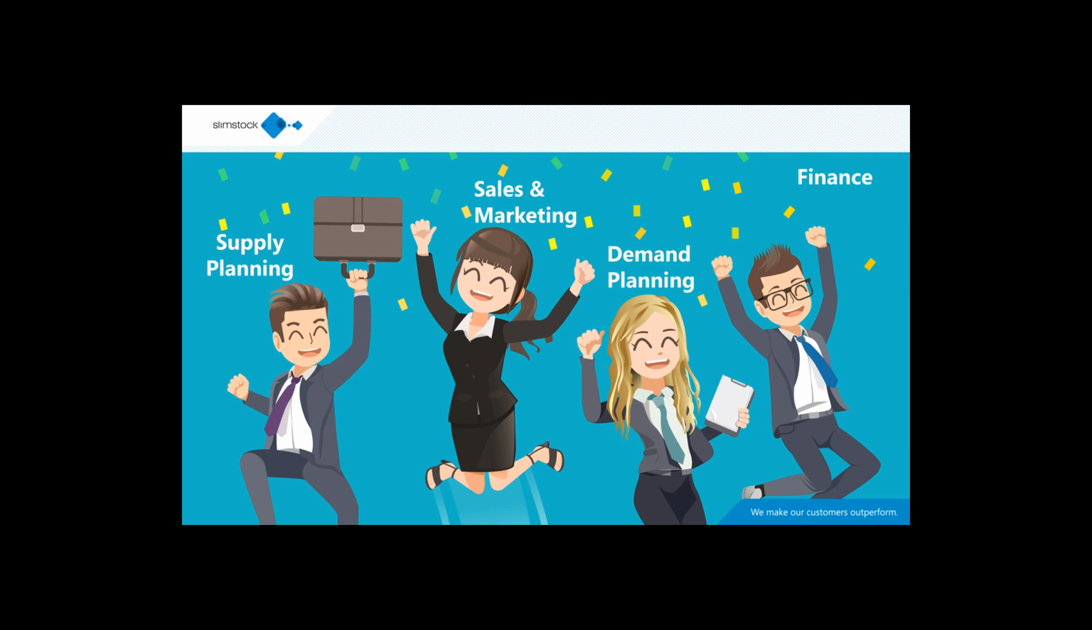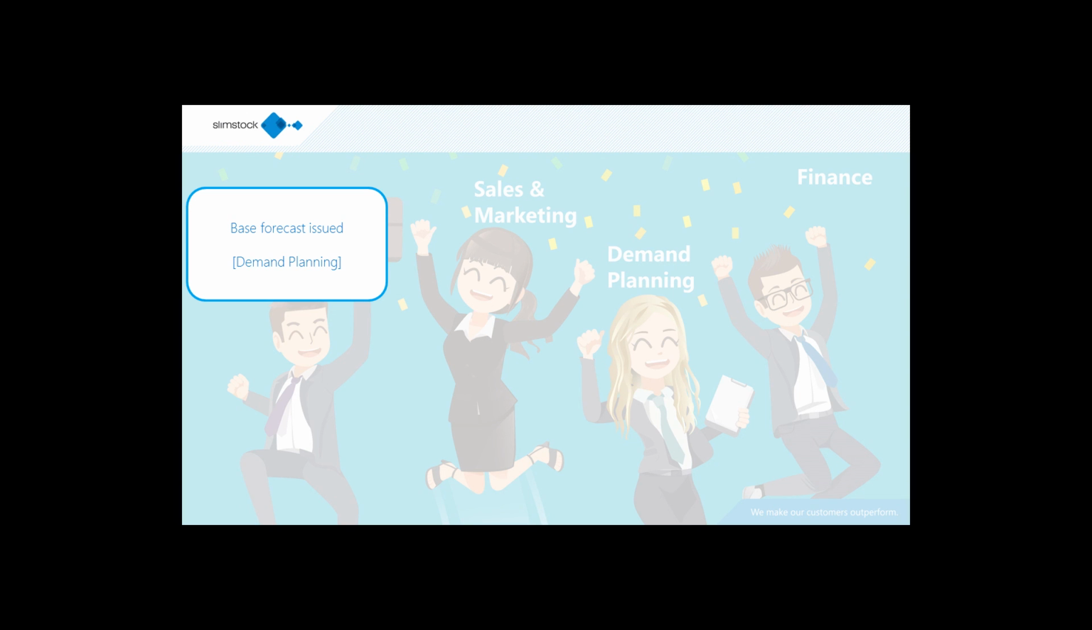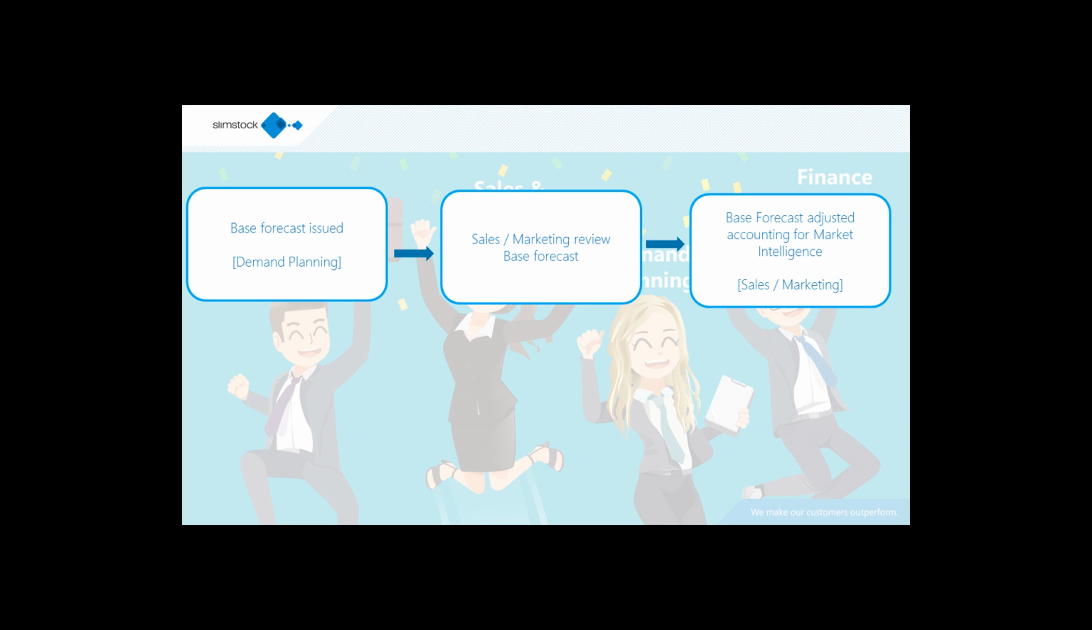Let's take a look at a typical demand validation process. In advance of the meeting, the demand planning team can issue the demand forecast to the sales and marketing team via a spreadsheet or a report. The sales and marketing team review the base forecast and enrich it with market intelligence. The adjusted forecast is then valued and compared versus the original forecast. This is typically done between both the demand planner and the sales and marketing team just ahead of the meeting.